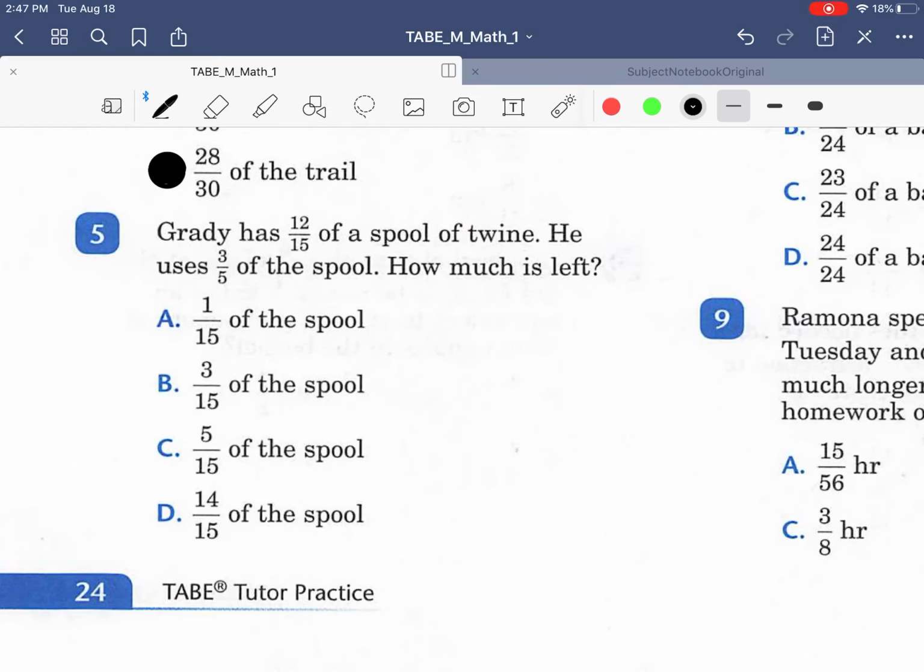28 30ths, and the answer here is D. Number 5. Grady has 12/15 of a spool of twine. He uses 3/5 of the spool. How much is left? So we're going to say 12/15 minus 3/5, and I can do that one right here. I have plenty of room.